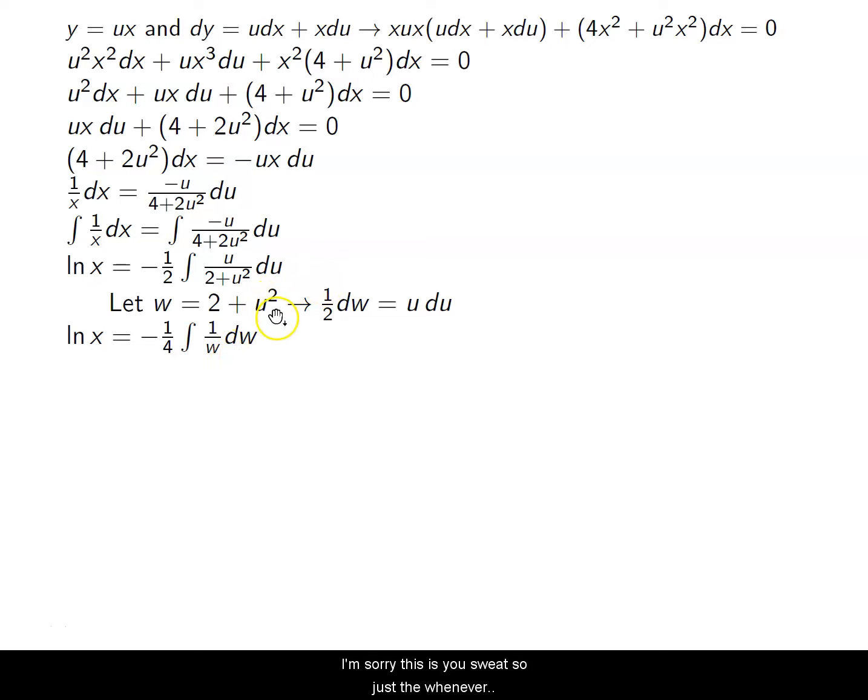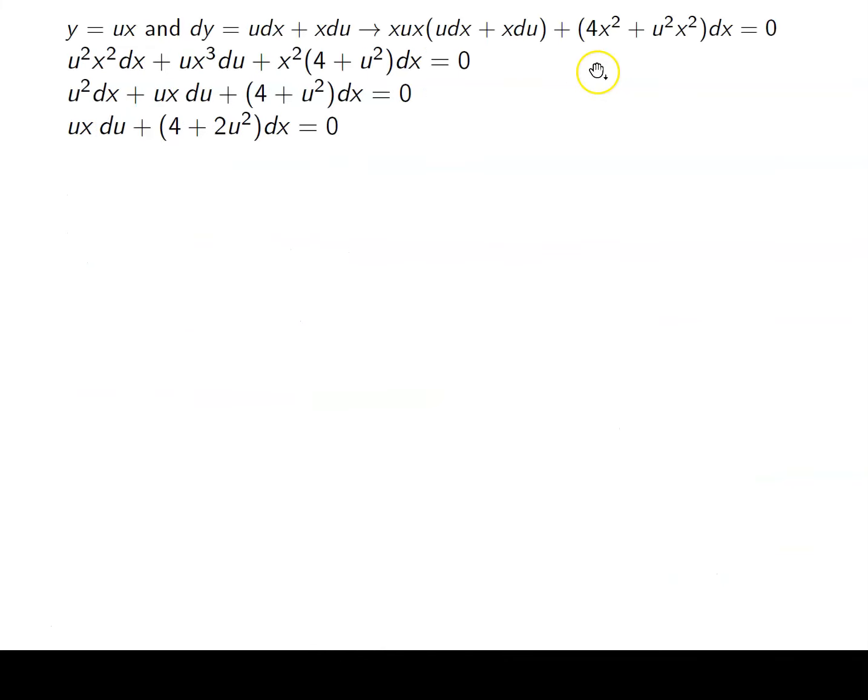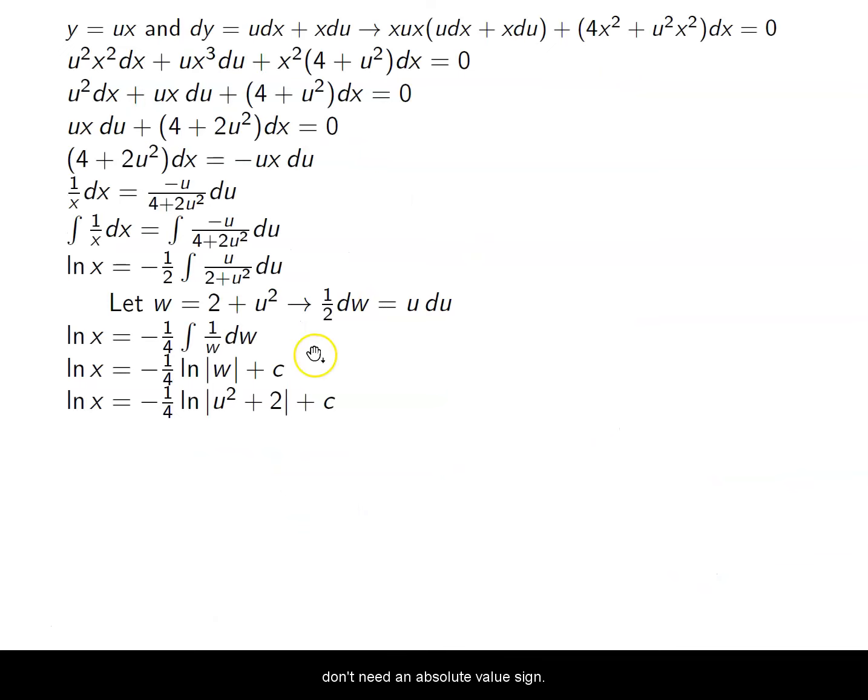Oh, I'm sorry, this is a u squared, so just a 1 over w. Alright, so my natural log of x is this integral here. This is just natural log of w, plus c. Here I don't need the absolute value sign because part of my condition was that x is strictly positive, so I don't need an absolute value sign here.